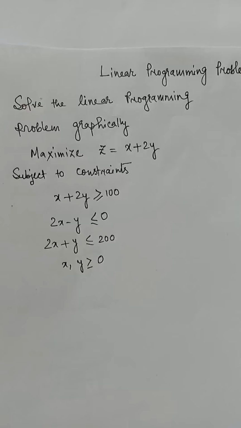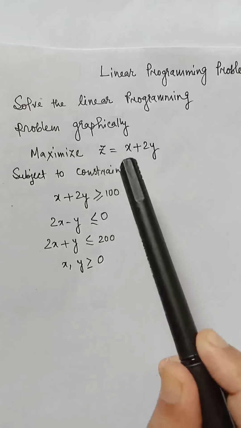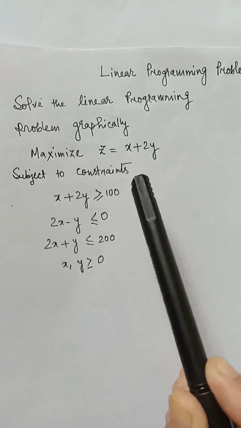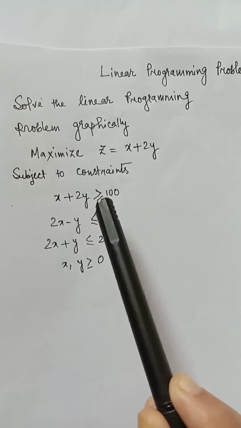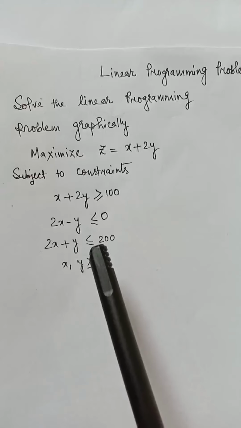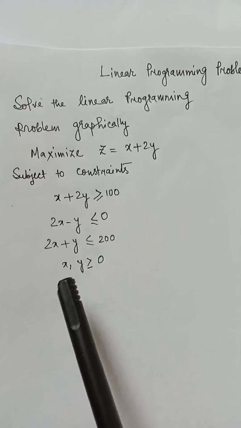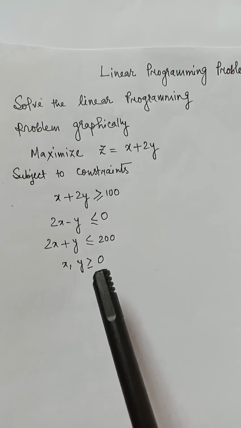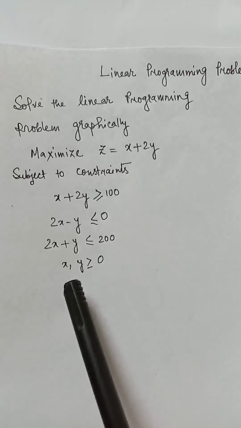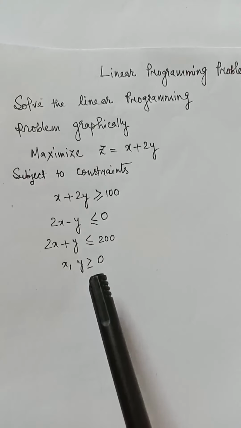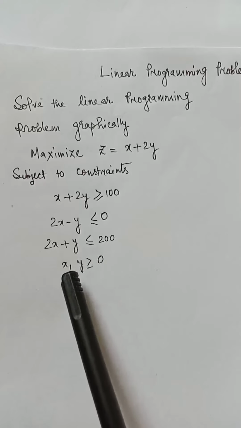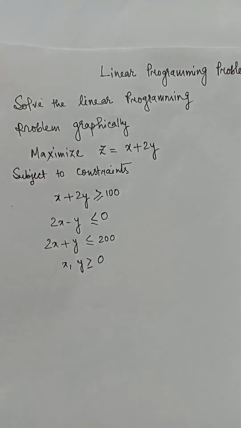In this question we have to maximize z equal to x plus 2y subject to constraints x plus 2y more than equal to 100, 2x minus y less than equal to 0, 2x plus y less than equal to 200, where x and y are more than equal to 0. Here three constraints are given, and x and y more than 0 means we have to find our solutions in the first quadrant only. In the first quadrant both x and y are greater than equal to 0.